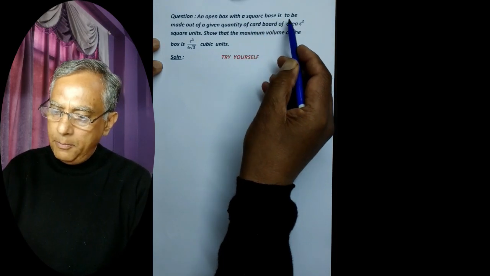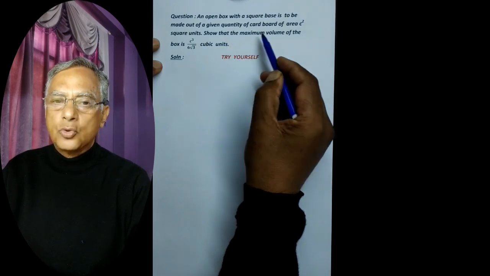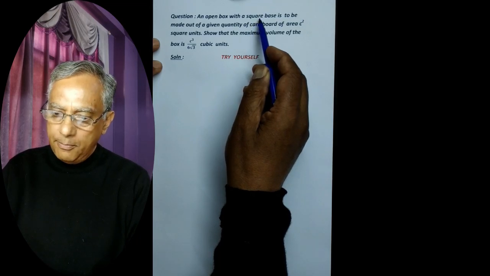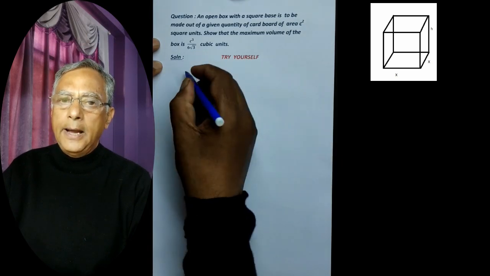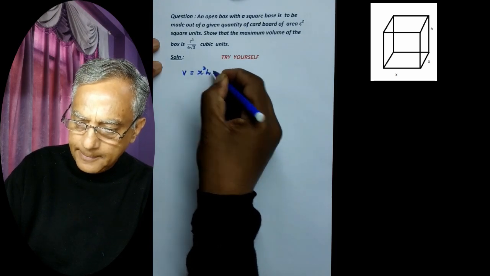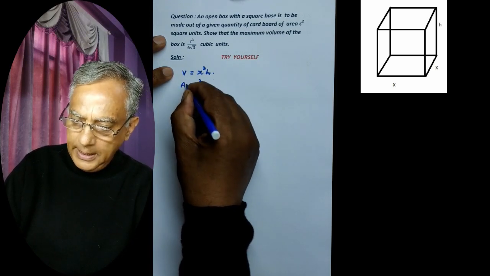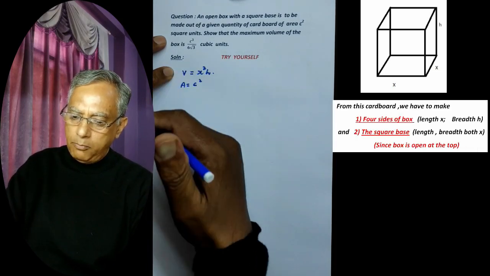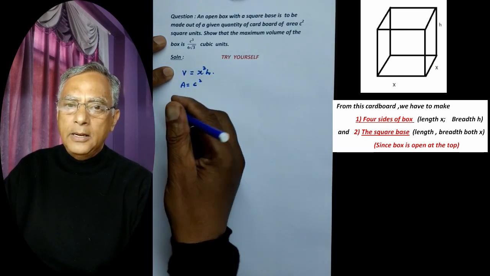Now next question is, an open box with a square base is to be made out of a given quantity of cardboard of area c square units. Show that the maximum volume of the box is this much. Now base of the box is a square. So length and breadth are x and height is h. So volume of this box will be x square h. And area of the cardboard is c square. That is the area of the four sides of the box, and the base is c square. The box is open at the top.